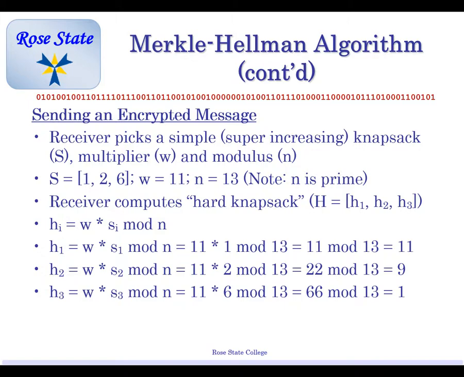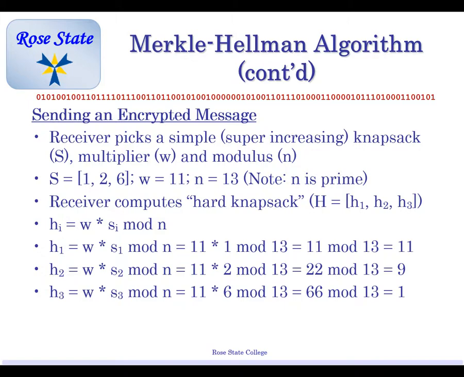So since we have three elements to our simple knapsack, we would end up with three in our hard. I'm going to show you how to do that. So h sub i is equal to w times s sub i mod n. What that means is h1, the first digit of our hard knapsack, is equal to w times the first digit of our simple knapsack mod n. Okay? So h1 is equal to w times s1 mod n.